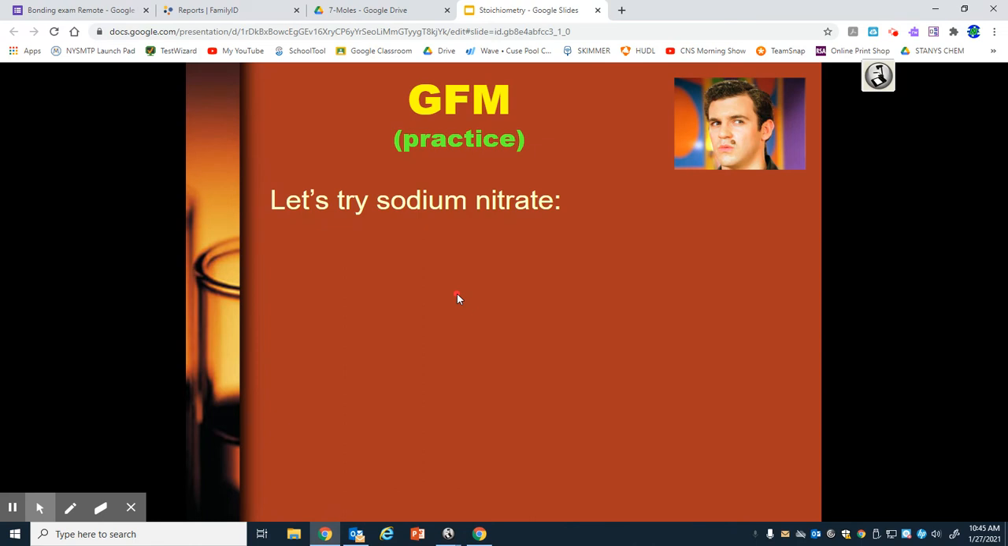Once again, it's another compound. I'm going to ask on Edpuzzle, what is the formula for this? So you look it up. Sodium nitrate's formula is NaNO3. And this is something you need to be able to do pretty quickly at this point in time.